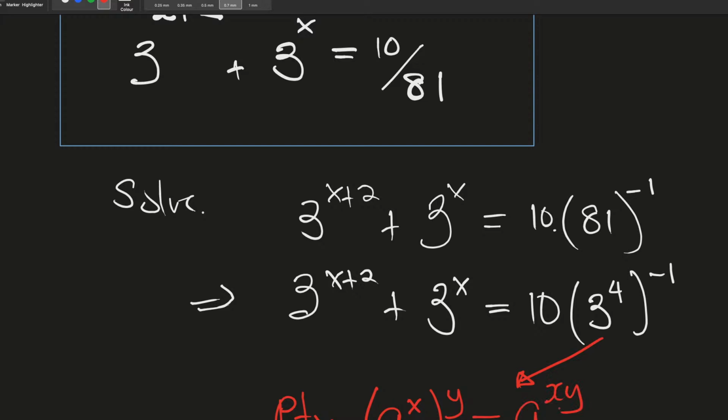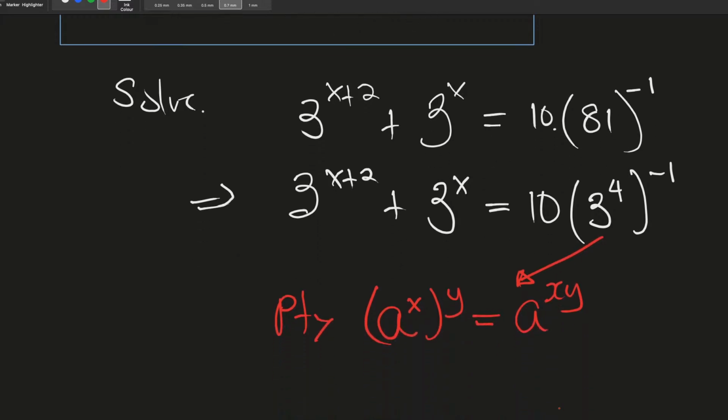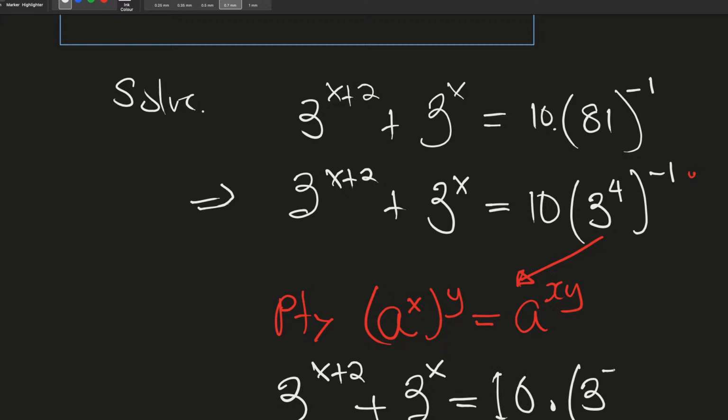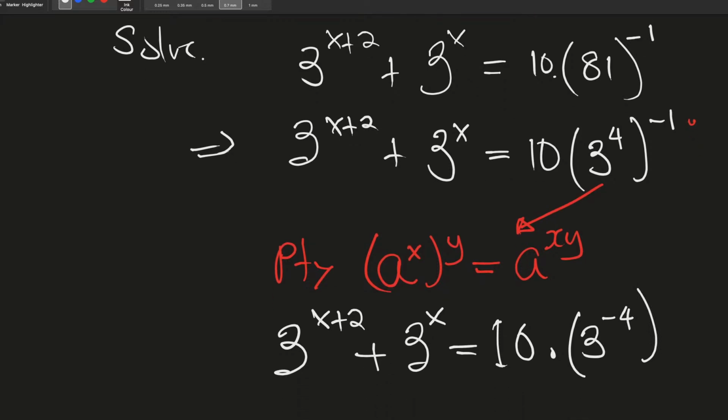a raised to the power xy. I hope you remember this. So because of that, the negative sign we have over here, we can multiply it so that we have 3 raised to the power -4. So this will become 3 raised to the power x plus 2 plus 3 raised to the power x equal to 10 multiplied by 3 raised to the power -4. You see, we are still applying what we know. We haven't changed anything at all.